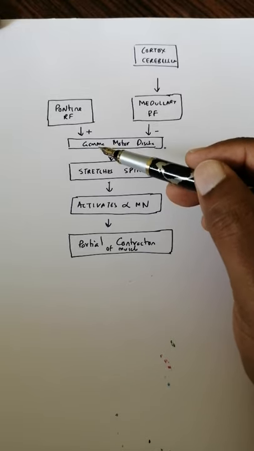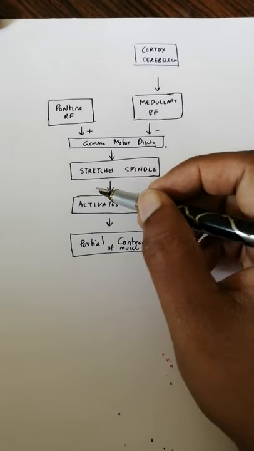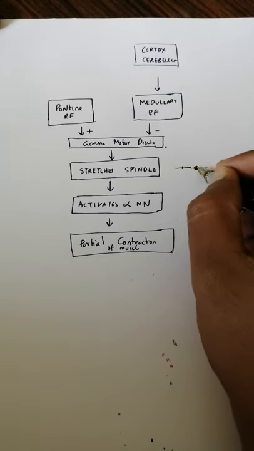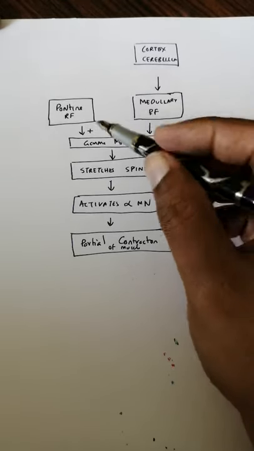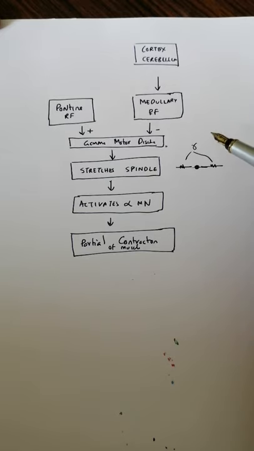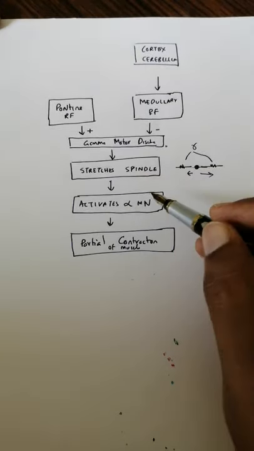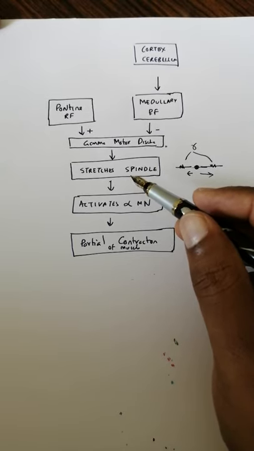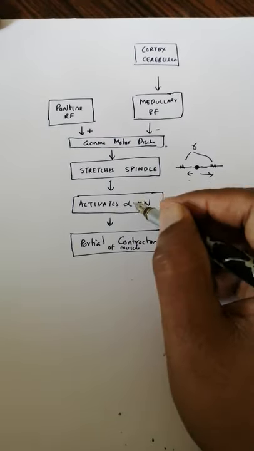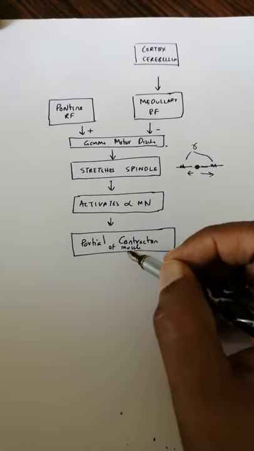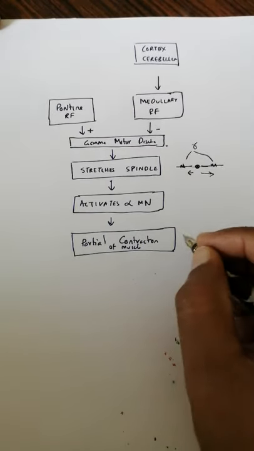The gamma motor neurons will produce action potentials. If you remember, the gamma motor neurons supply the contractile elements on either end of the muscle spindle. So when there is a gamma motor discharge, that means a stimulation of all the gamma motor neurons, it will stretch the muscle spindle. When the spindle is stretched, it will initiate signals in the 1A fibers, and that will go to the alpha motor neuron or the lower motor neuron and activate it, and finally that will lead to a partial contraction of muscle, and this is tone.